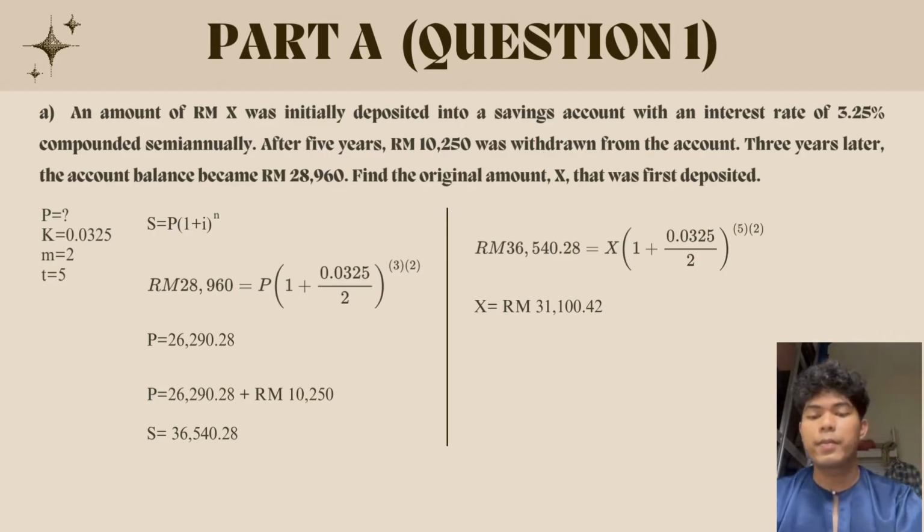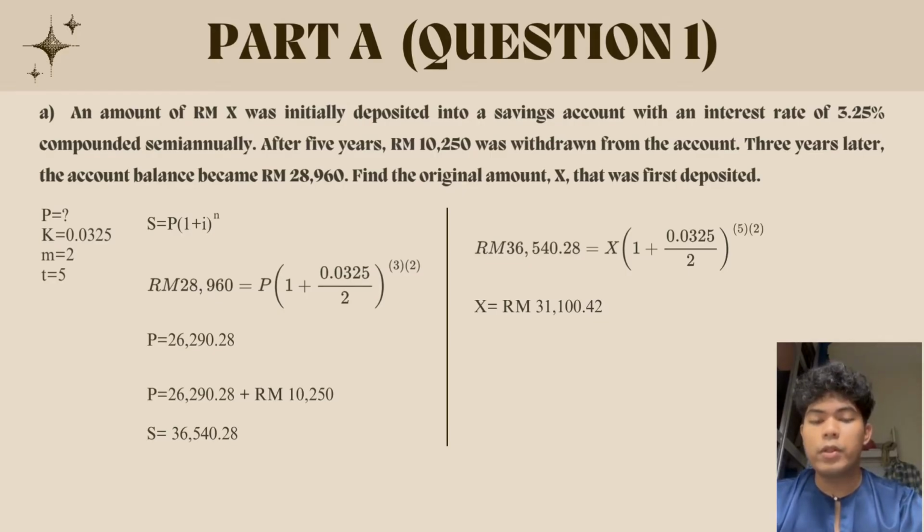For the second part, first we need to add the second P with the withdrawn RM10,250. We need to do it like this: RM26,290.28 plus RM10,250 to get the first S, which is RM36,540.28. And then we move to the next part to find the original P.